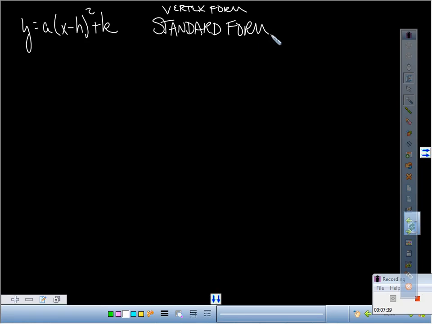Now, why is that important? Why can't I just keep calling it vertex form? Because guess what the directions are going to say? Put it in standard form, and you're not going to know what it's talking about.